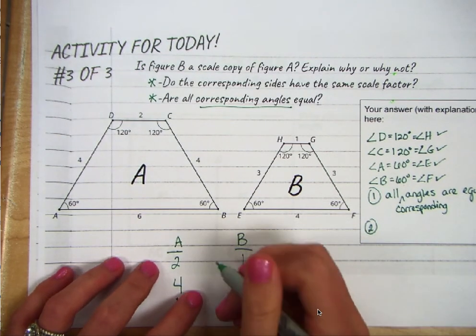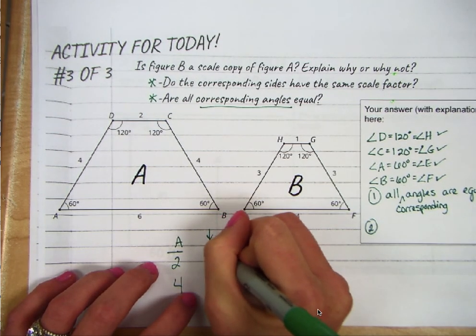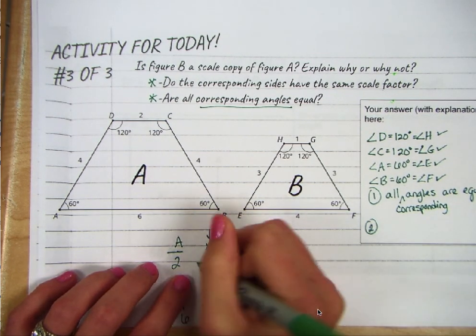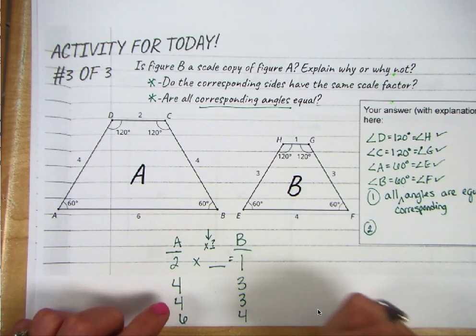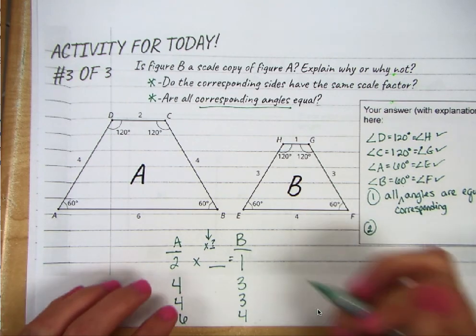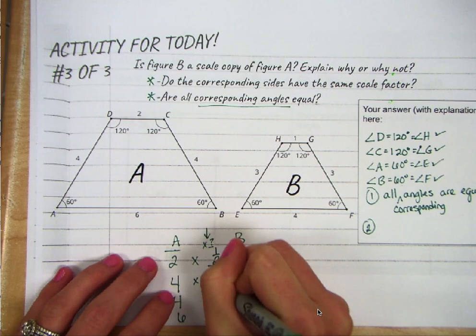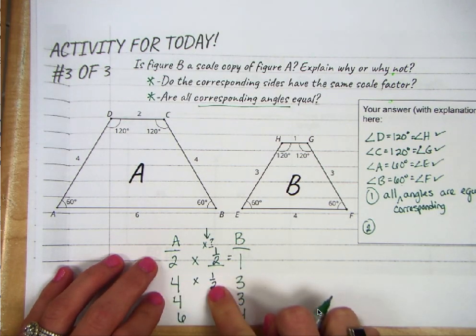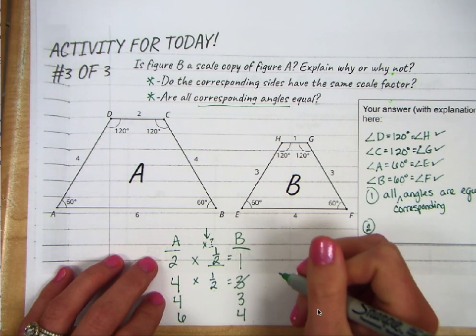So let's see if our scale factor is the same for all of these. Remember, that's the number we're multiplying by. 2 times what number gives us 1? Well, we know that 1 is half of 2, so 2 times 1/2 gives us 1. Let's see if that works. 4 times 1/2. What is half of 4? It's 2. Well, does that equal 3? No, so that doesn't work.